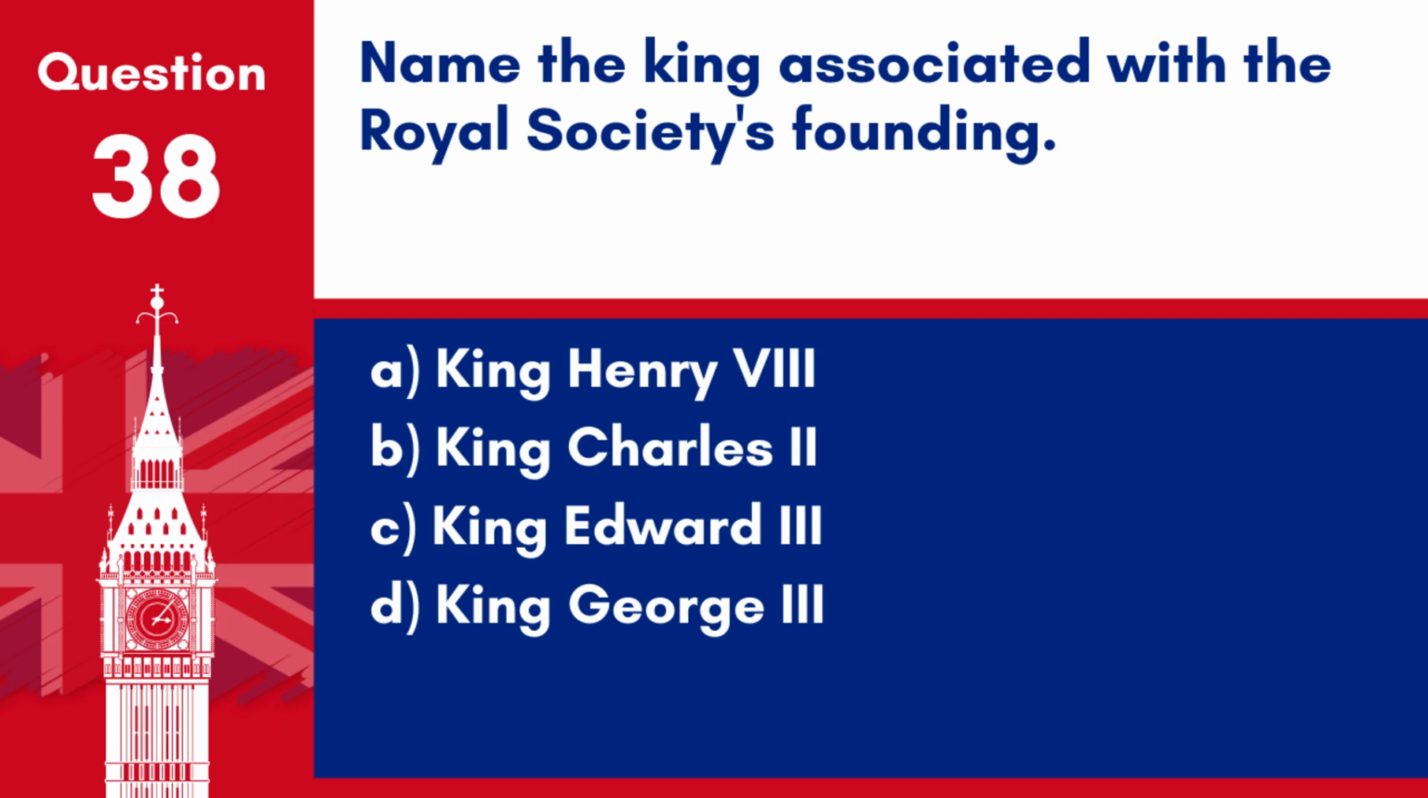Question 38. Name the king associated with the Royal Society's founding. A. King Henry VIII. B. King Charles II. C. King Edward III. D. King George III. Answer: B. King Charles II. King Charles II is associated with the founding of the Royal Society, an organization that has played a pivotal role in the advancement of science since its establishment in 1660.